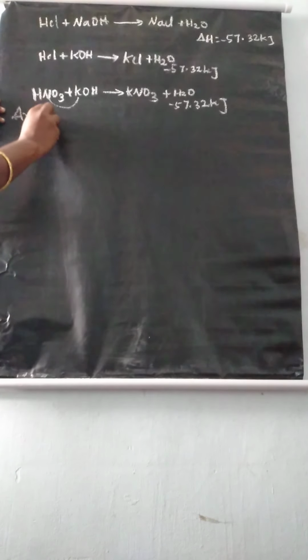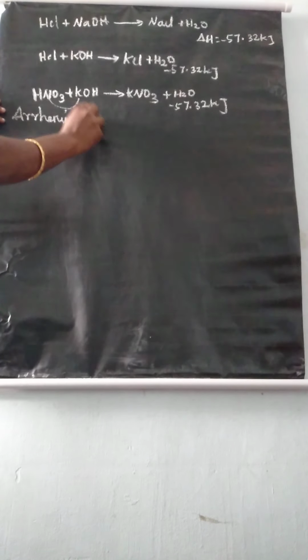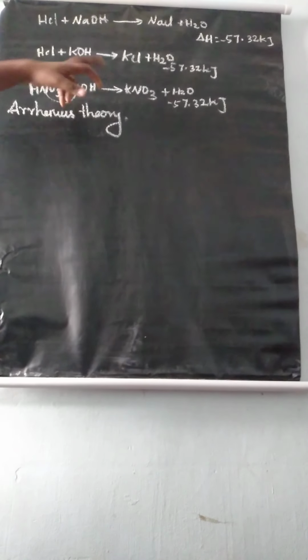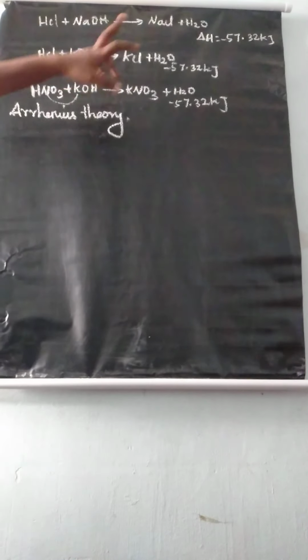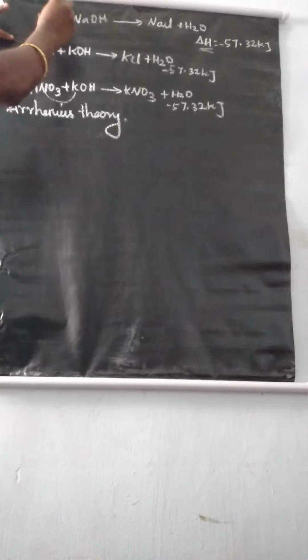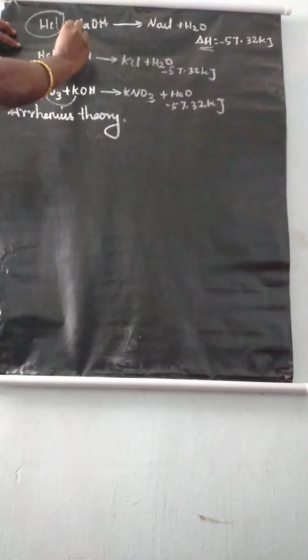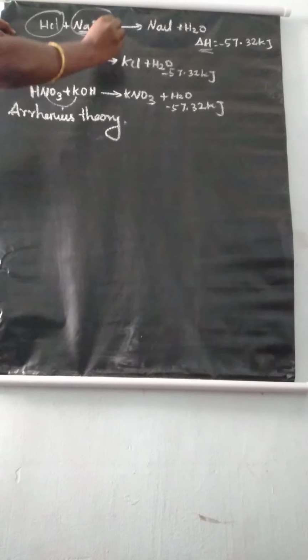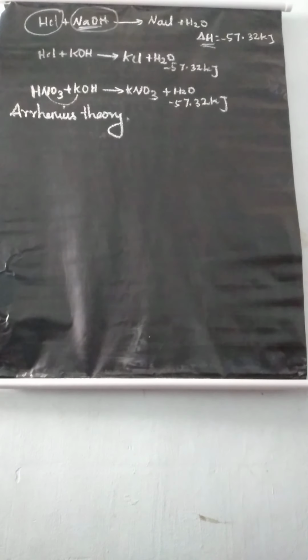The reason why we got the same value is the Arrhenius theory. Already you know, according to Arrhenius theory, strong acids and strong bases completely neutralize to form salt, and there the delta H value is constant, minus 57.32 kilojoule. Understand? So this is the heat of neutralization: change in enthalpy when 1 gram equivalent of an acid is completely neutralized by 1 gram equivalent of base. Understand?